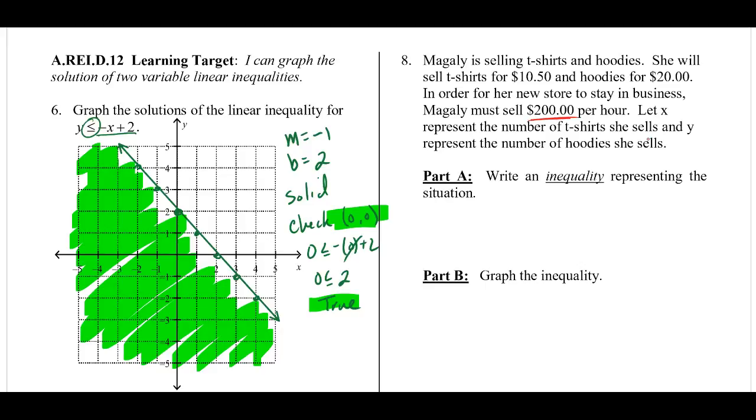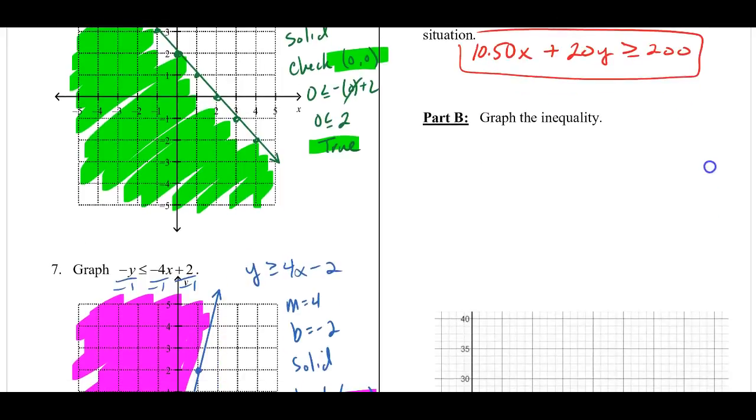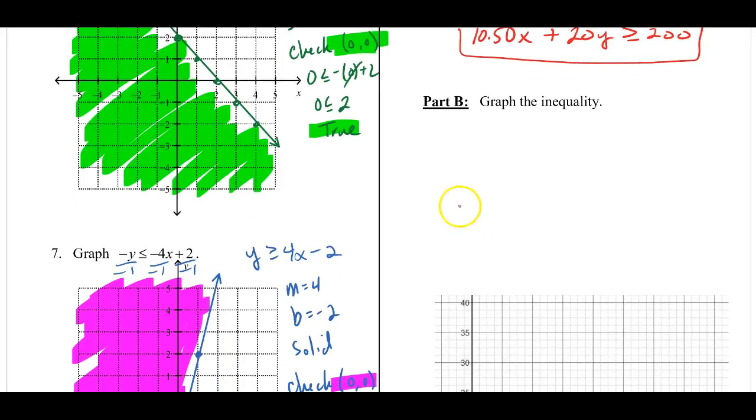Okay, so if X is shirts, we know that she sells a shirt for $10.50. So that's $10.50 X, that's the amount she makes from all the shirts, plus Y is the number of hoodies. She makes $20 per hoodie, so 20Y is the amount she makes from all the hoodies, and it needs to be at least, so greater than or equal to 200. There's our inequality.